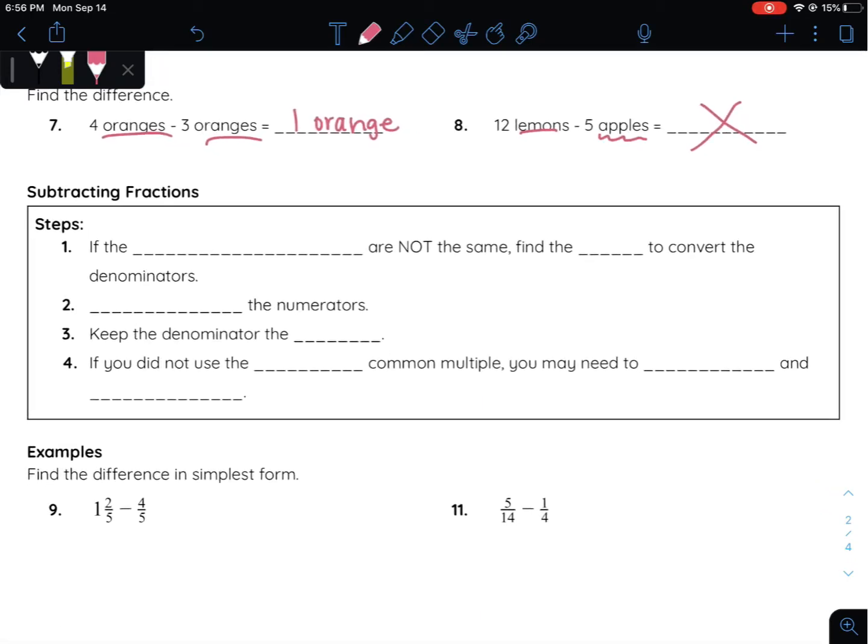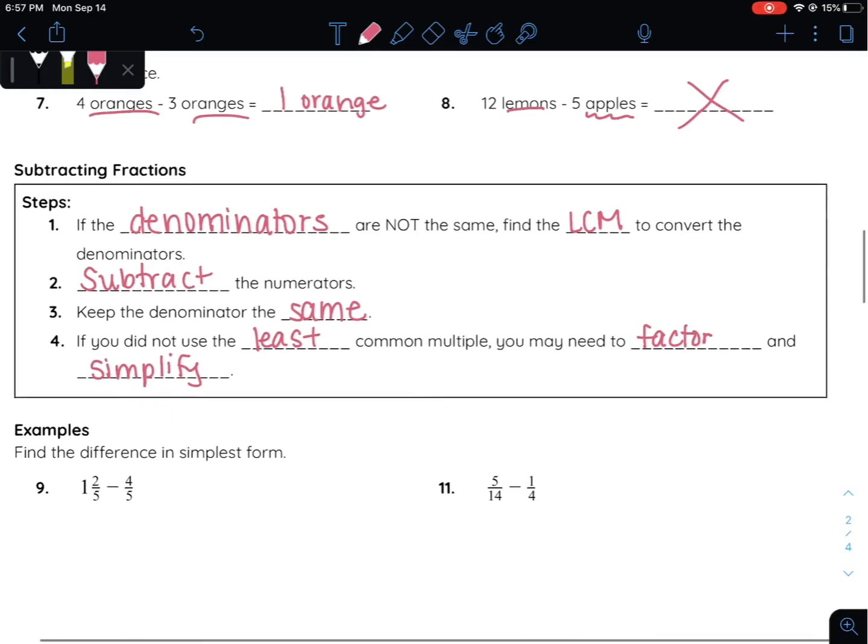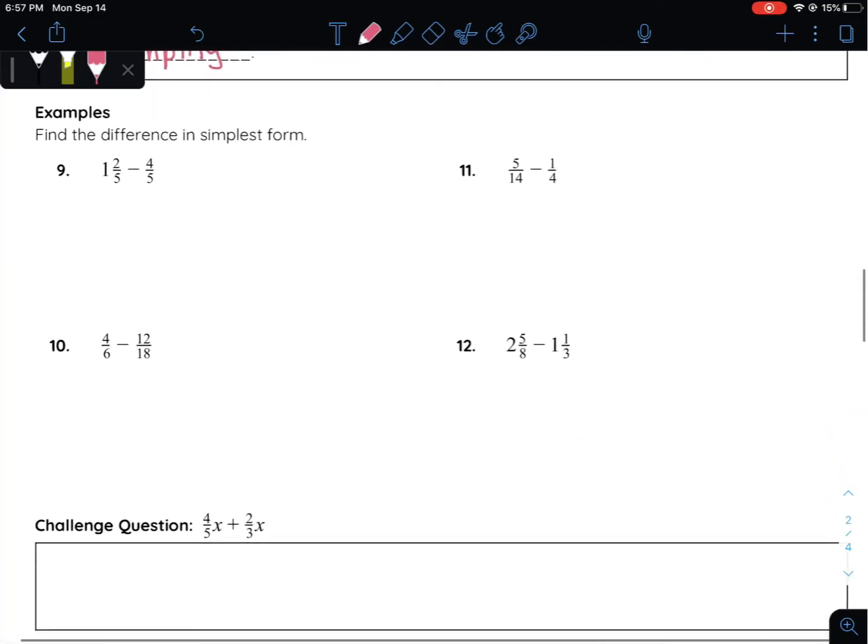Okay, so same exact rules here. If the denominators, or the bottom numbers, are not the same, find the LCM to convert the denominators. Now subtract the numerators. Keep the denominator the same. And if you did not use the least common multiple, you may need to factor and simplify. Okay, so let's see a couple of examples here, okay?